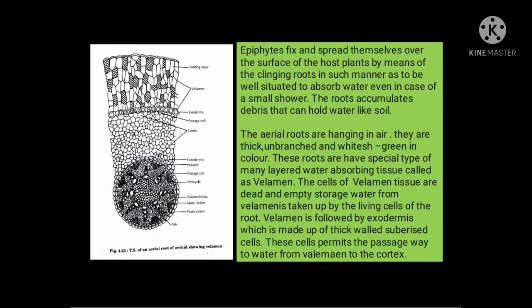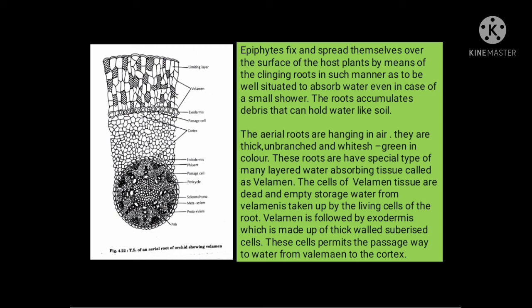The cells of that velamen tissue are dead and empty for storage. Water from the velamen is taken up by the living cells of the root. Such velamen is followed by the exodermis, which is made up of thick-walled suberized cells. These cells permit the passage of water from the velamen to the cortex.